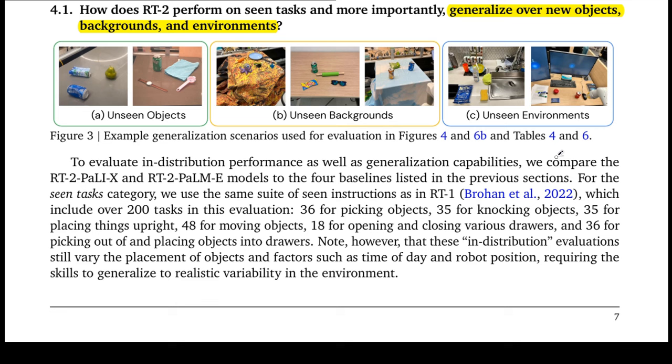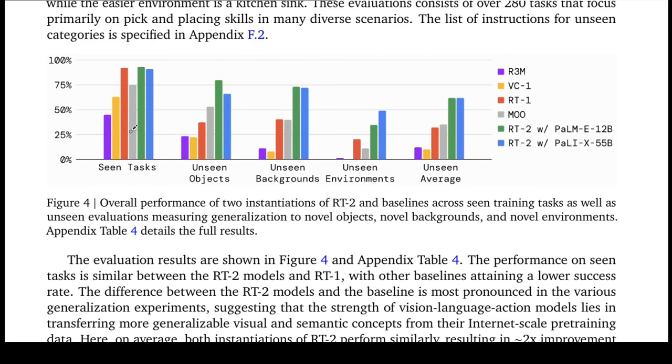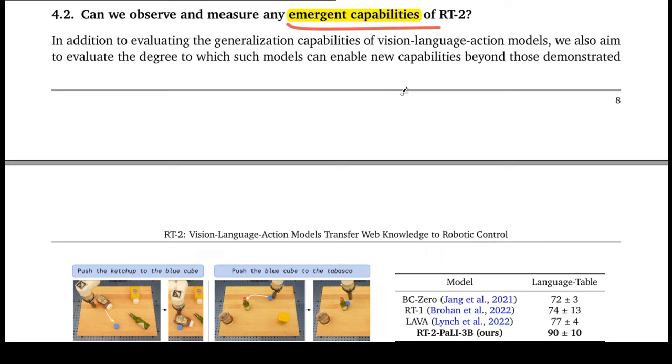The results indicate that RT1 and RT2 perform similarly on seen tasks. The red bar corresponds to RT1 and the blue and green bars correspond to RT2. The generalization performance of RT2 is quite distinctive in the unseen cases, confirming that RT2 indeed uses the reasoning capability of the backbone LLM models. The next question in evaluation is about the emergent capabilities. By emergent, what we mean here is the degree to which the model can show new capabilities beyond those demonstrated during the training. Simply by making use of the knowledge coming from the LLM, these capabilities should emerge.